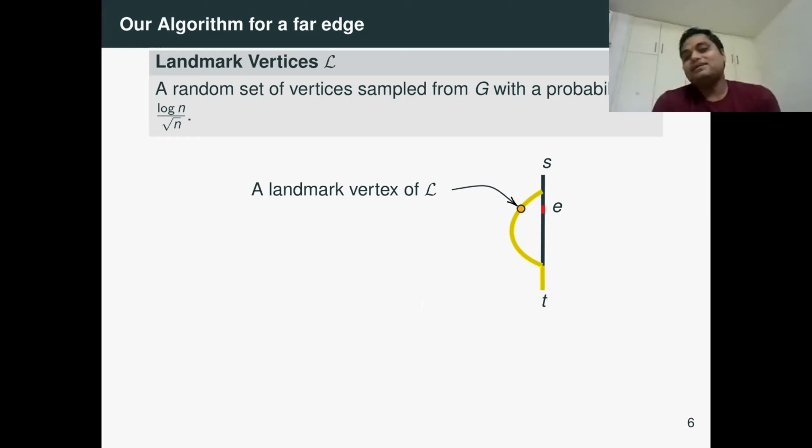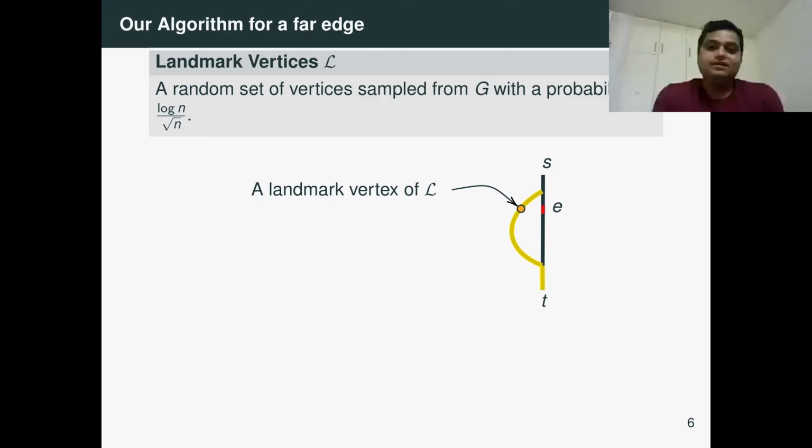This is because the length of this suffix is actually quite large. It is at least square root n log n roughly, because E is a far edge. The distance from E to T itself is 2 square root n log n. So you can see in my long talk where I put that there exists a landmark vertex here.